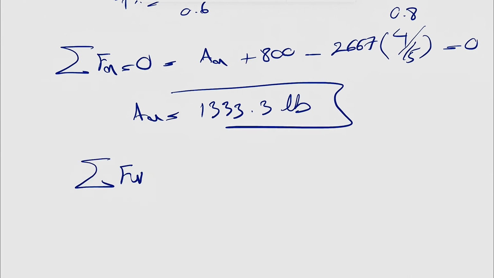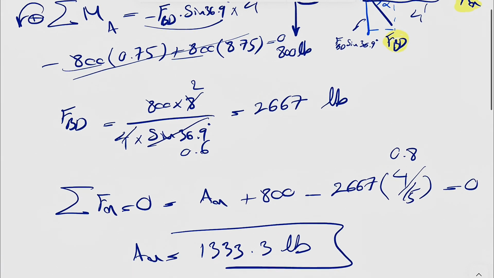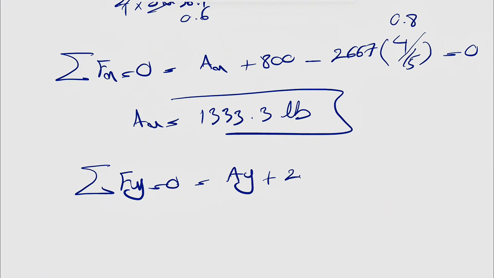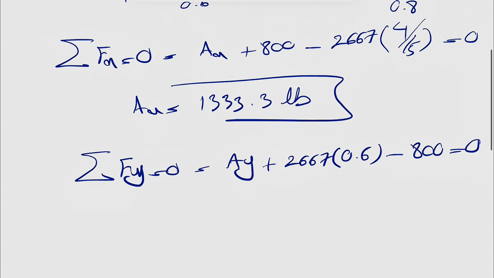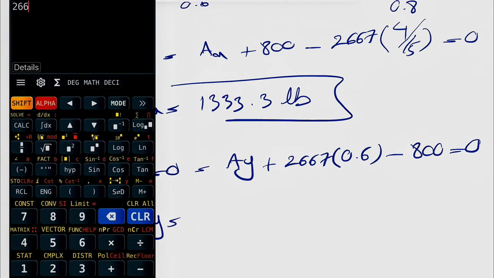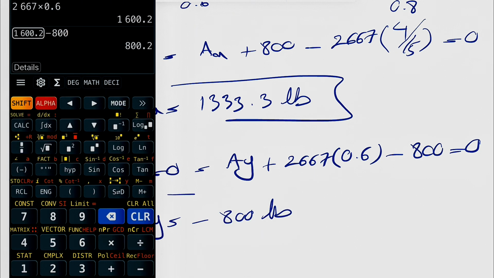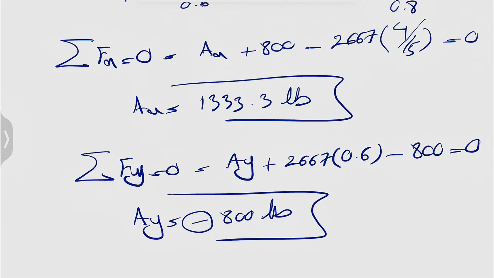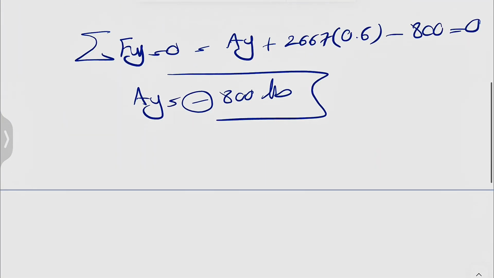And we have one more equation, sum of all forces in y equals 0. We're going to have AY, we're going to have one of the 800s and the y component of FBD. So 2667, this time will be the sine, or 0.6, minus another 800 equals 0. And we can find AY in here. So 2667 times 0.6 minus 800. And that's going to go to the other side, so it will be negative 800 pounds. That shows that our AY is not upward, which is what we assumed. So it will be downward.